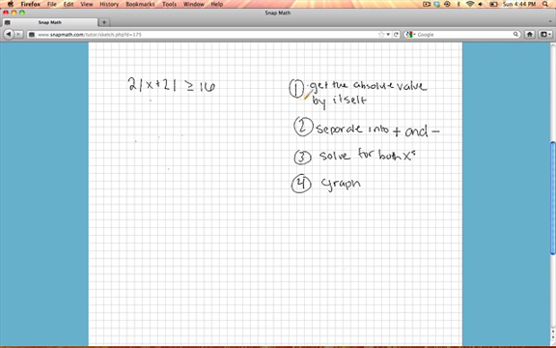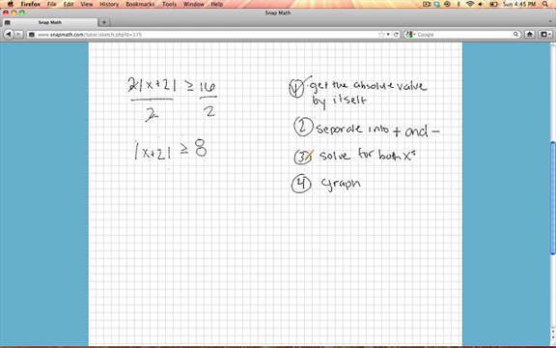We're going to get the absolute value by itself. As you can see, we have a 2 in front of the absolute value that we need to get rid of. So let's go ahead and divide both sides by 2. On the left we'll get absolute value of x plus 2, and on the right, we'll get 16 over 2, so 8. So we get that the absolute value of x plus 2 is greater than or equal to 8. Step number 1 is complete.